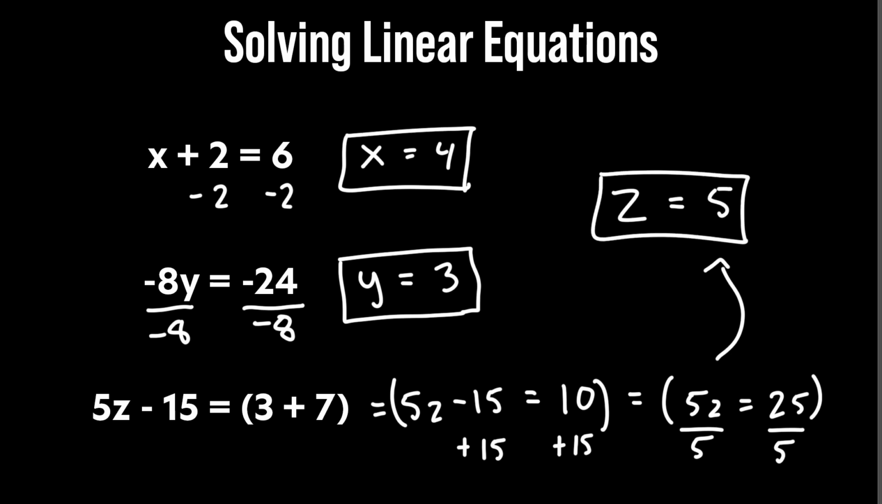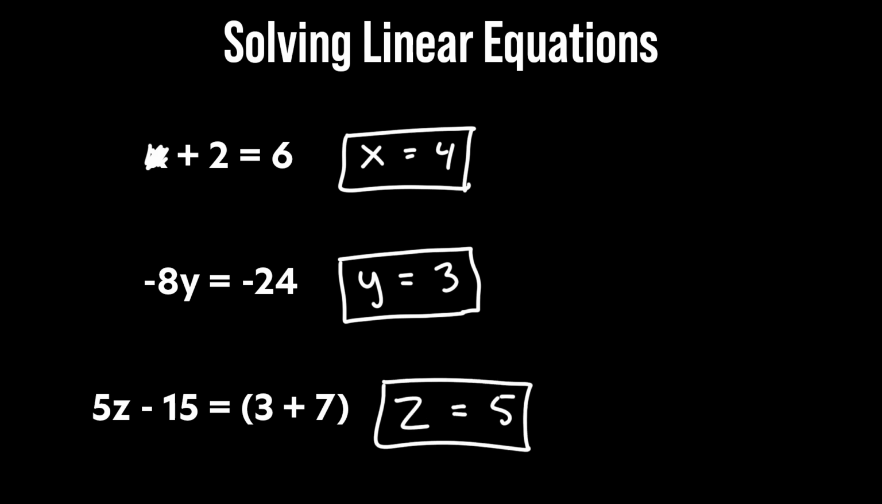Now with all of these, you can proof check them by plugging in the value of the variable you end up with back into the equation. If we plug in 4 for x, we get 4 plus 2 equals 6. Okay, that proves it's correct. How about this next one? Let's get rid of the y here, and instead it would be negative 8 times 3. Negative 8 times 3 is negative 24. Okay, the second one's right as well.